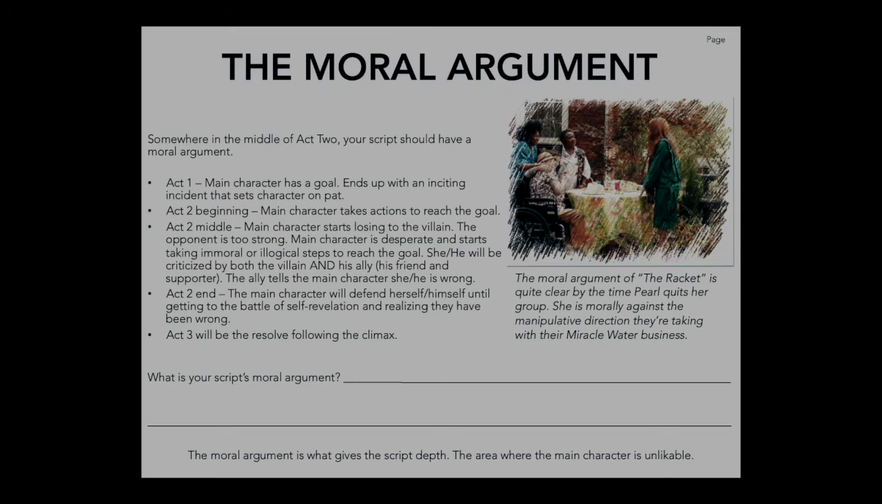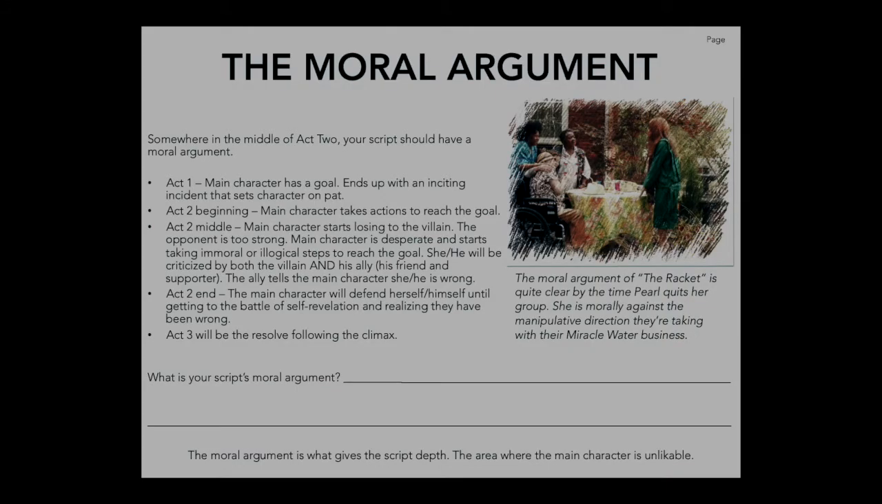She or he will often be criticized by the villain, the way her grandson Jeremy dismisses all this stuff she's doing with these other ladies. So they're usually dismissed. Sometimes they're even dismissed by their ally, their best friend or their supporter in the movie. The ally may tell them that he or she is wrong. But by the end of Act 2, the main character is going to defend herself or himself until getting to the battle of self-revelation and realizing they've been wrong.